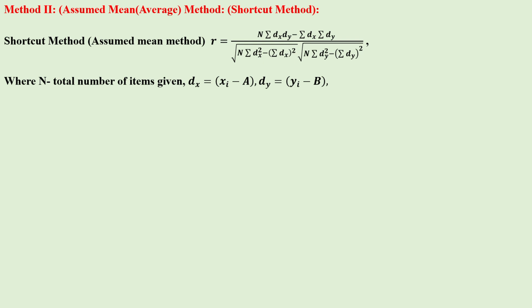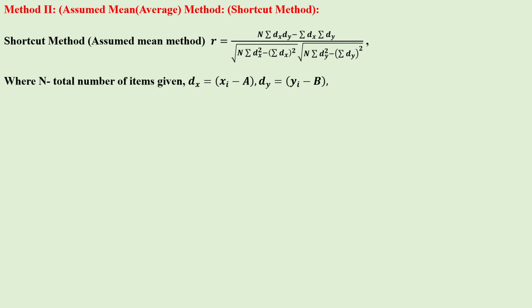And small dx, small dy are the deviations from the assumed means. Deviation from the mean means xi minus x bar. Here dx equals xi minus A, where A is the assumed mean from the xi's, and similarly dy equals yi minus B, the assumed mean from y. Sometimes instead of A we use the notation Ax, and for y we use Ay. Ax means assumed mean from x, Ay means assumed mean from y. Deviation means difference, that is why we put minus.